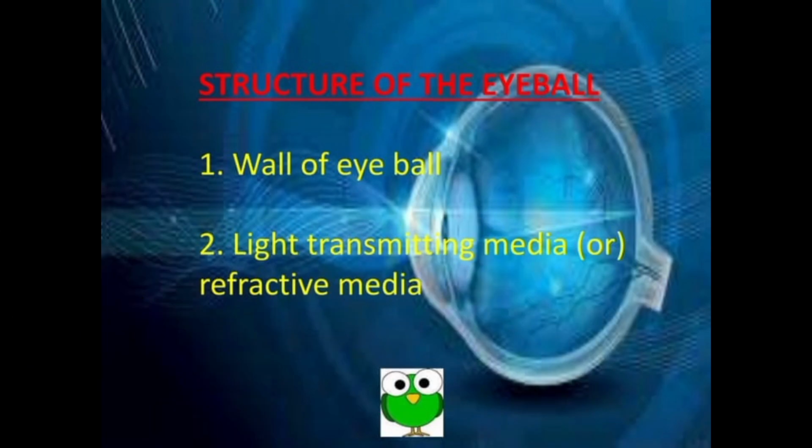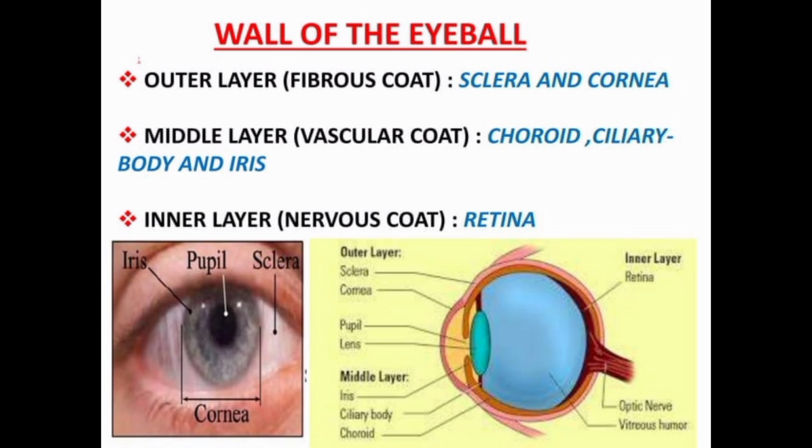Structure of the eyeball. There are two structures of the eyeball: the wall of the eyeball, and light transmitting media or refractive media. Wall of the eyeball. There are three walls of the eyeball: outer layer, middle layer, and inner layer. Outer layer or fibrous coat, which consists of sclera and cornea. Middle layer or vascular coat, which consists of choroid, ciliary body, and iris. The last one is the inner layer or nervous coat, which consists of retina.